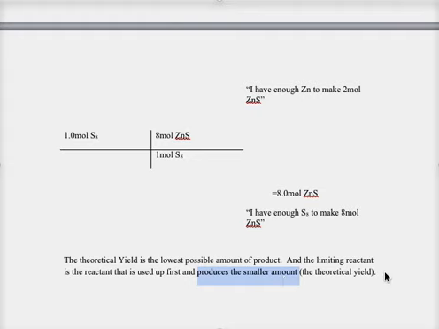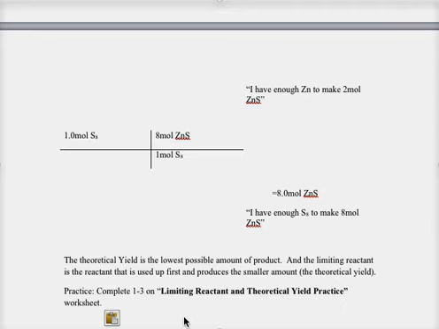All right, so that's it for notes. I want you to practice 3 of this exact same type of mole-to-mole problem. So complete questions 1 through 3 on the limiting reactant and theoretical yield practice worksheet that you got today, and I'll see you tomorrow.